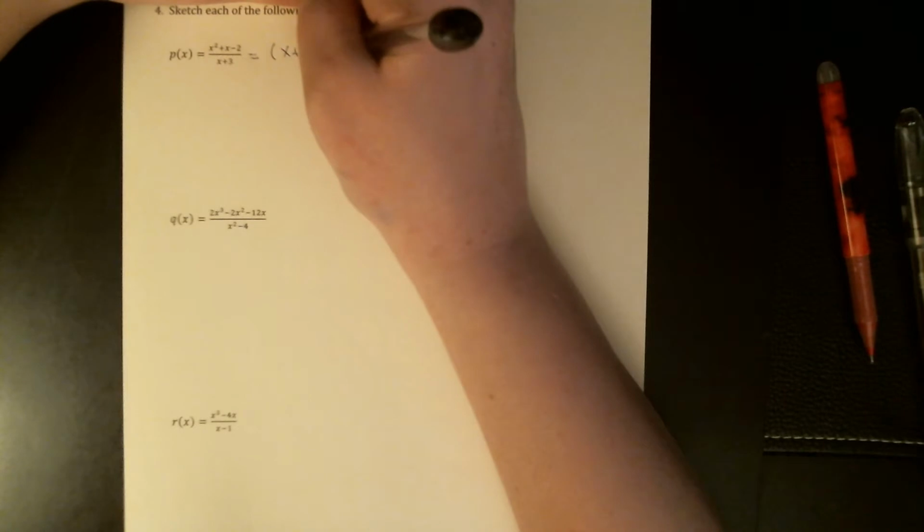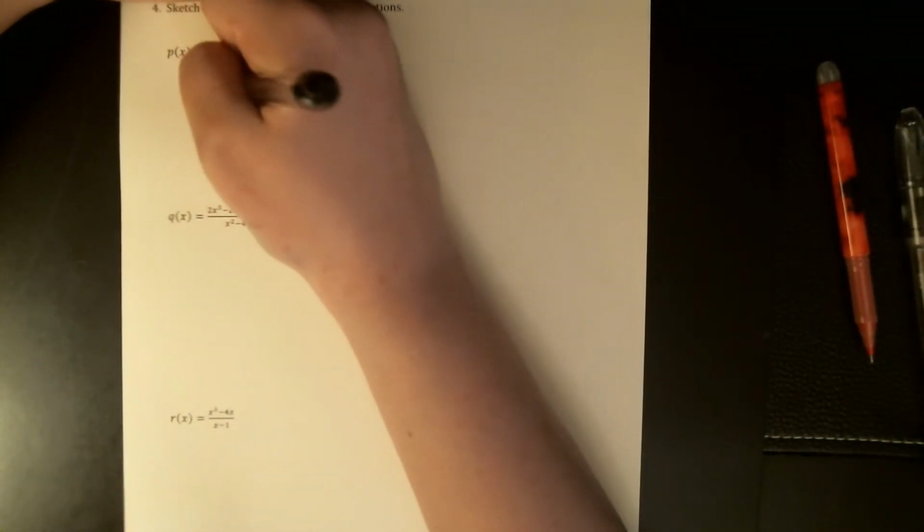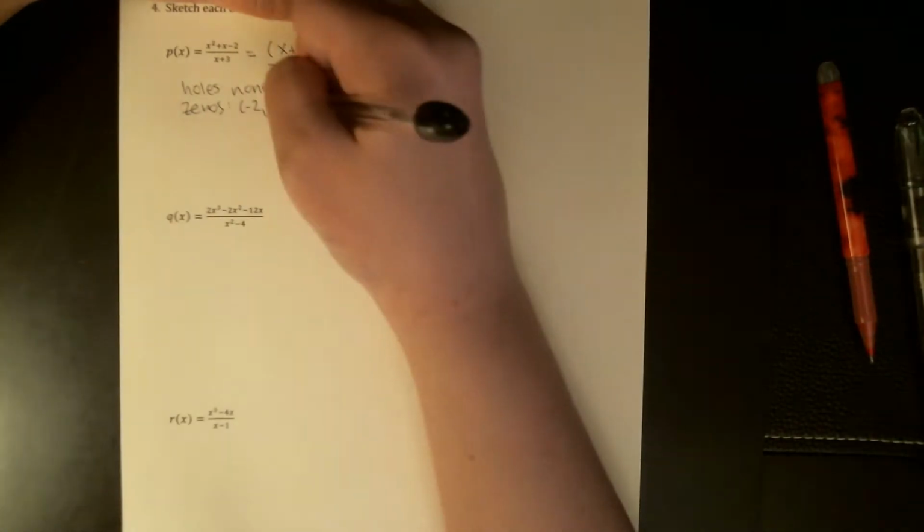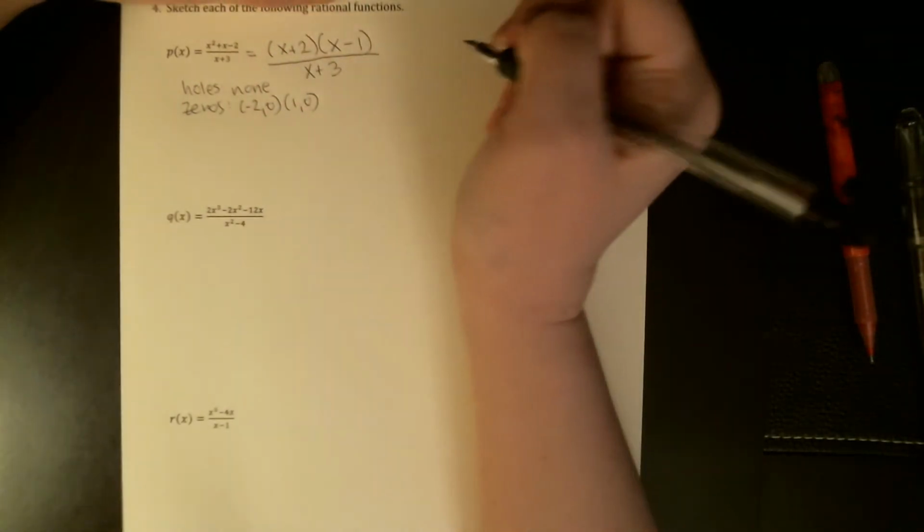The top is factorable, (x + 2)(x - 1) over x + 3. Okay, so nothing cancels. So we can start our list. We can say holes. There are none. Zeros. We want the top to be 0 and the bottom to not be 0. So at -2 and 1. At -2, y is 0. At 1, y is 0.